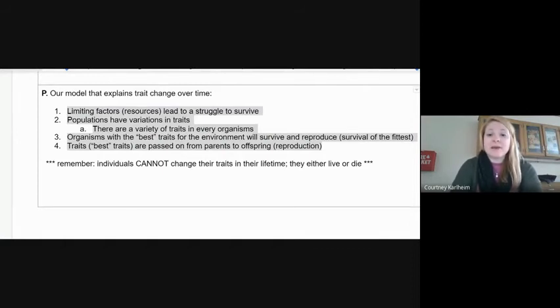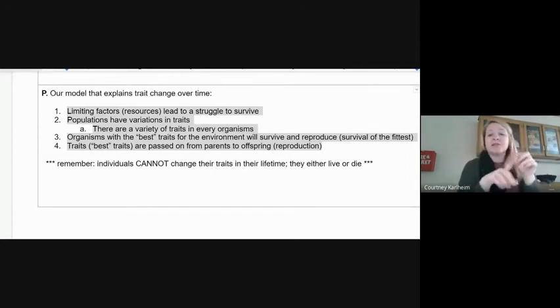It's box P. So there's 4 things that we've learned overall, based on the finches that we learned about in the beginning, and then with our worm eaters and our variation. We're taking all those ideas and putting them together for 4 big ideas. The first one is that limiting factors or resources lead to a struggle to survive.